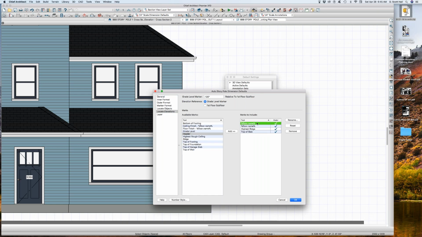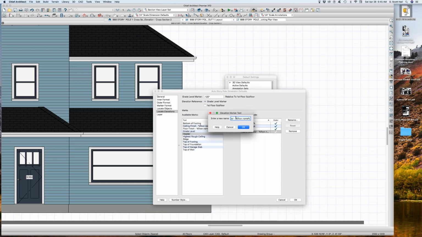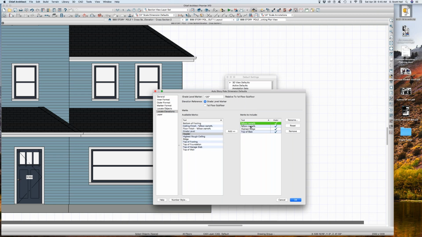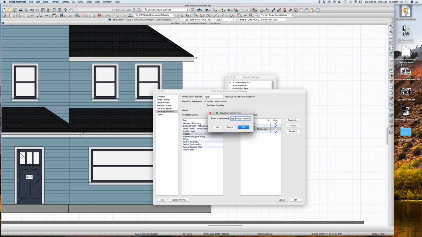But if I reset this, yeah. By the way, if you change the name, you want to. So I'm going to rename this. Okay, that's the second floor. What about this? Reset this. Rough ceiling. Rename this. Floor name, ceiling, CLG.